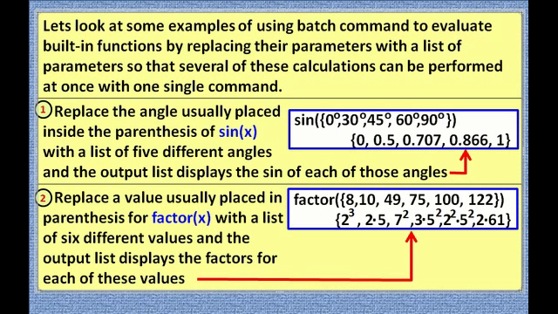Let's look at some examples of using batch commands to evaluate built-in functions by replacing their parameters with a list of parameters, so that several of these calculations can be performed at once with one single command. Example 1. Replace the angle usually placed inside the parentheses of the sine of x with a list of 5 different angles, and the output list displays the sine of each of those angles.